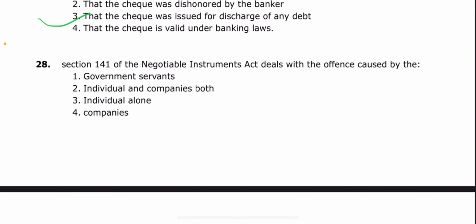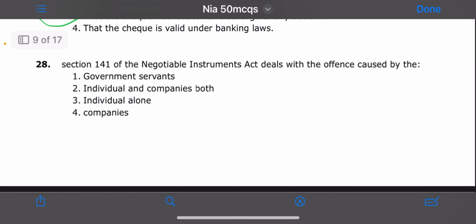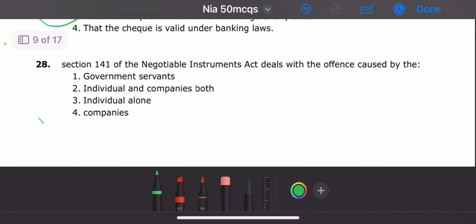Next question, section 141 of the Negotiable Instruments Act deals with the offence caused by the options are first, government servant, second, individual and companies both, third, individual alone, or fourth, companies? The correct answer is fourth, companies.